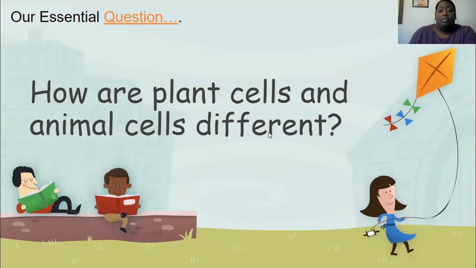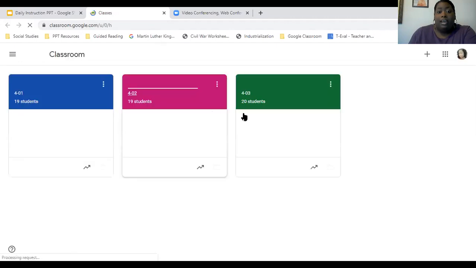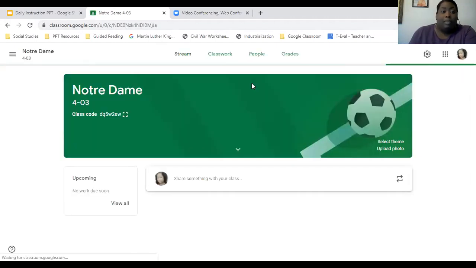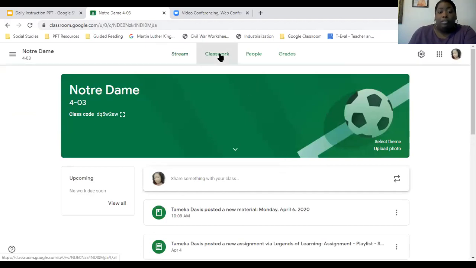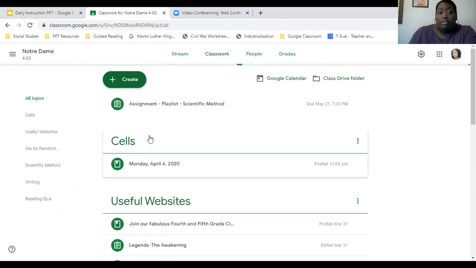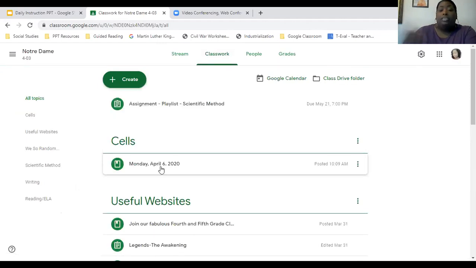Right? And so to answer this question, we are going to need useful links that I posted in Google Classroom. And I made sure to put it up under a topic. The topic is going to be cells. When you go to the classwork tab, you'll see cells, and under cells, you'll see our first day. Each day, Ms. Davis will continue to add more days and more topics, more content, more material.